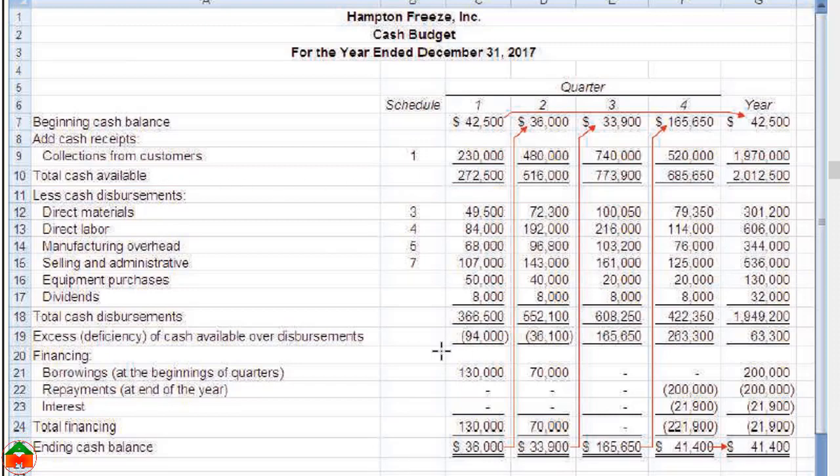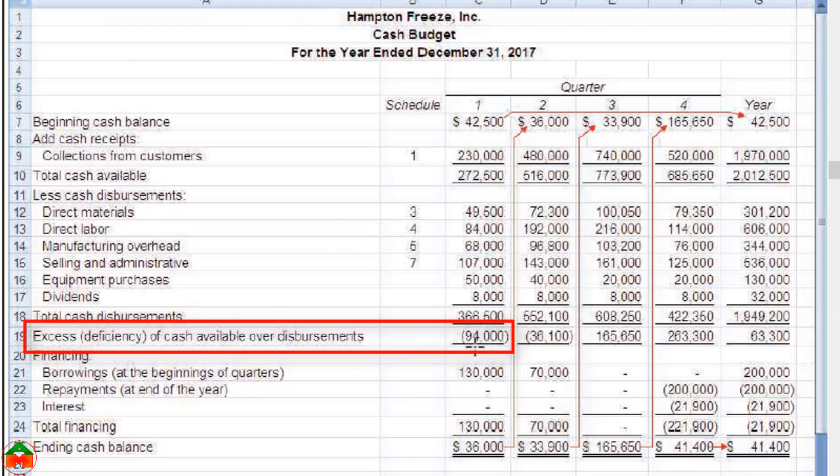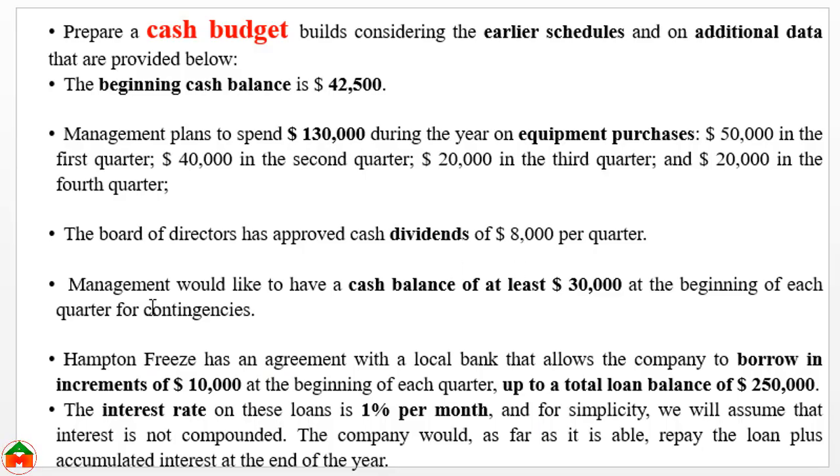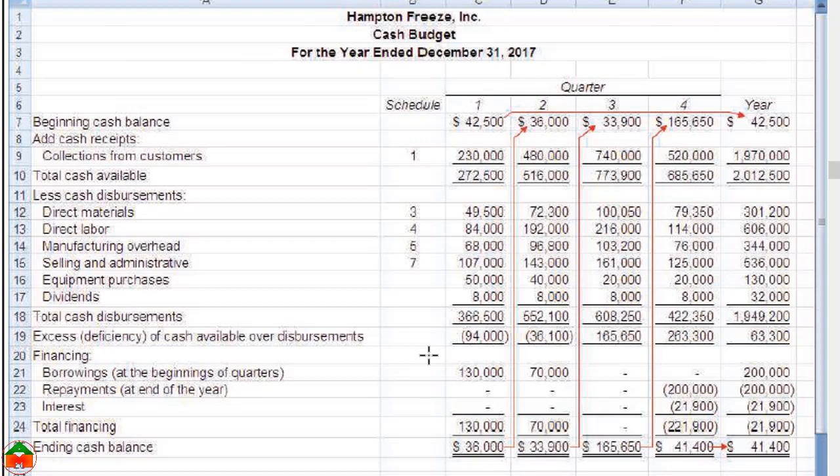That's why there would be a deficiency. We are showing the amount of deficiency in the bracket. Our first quarter has a deficiency of 94,000, and according to the management policy they are interested to keep a minimum opening cash balance equal to 30,000, but from the calculation we can see they don't have any opening balance, rather there is a deficiency.